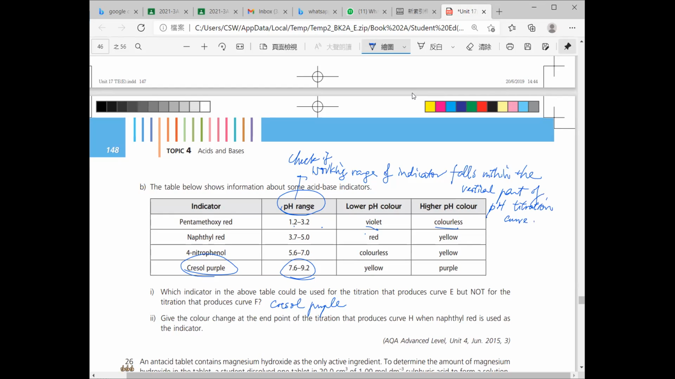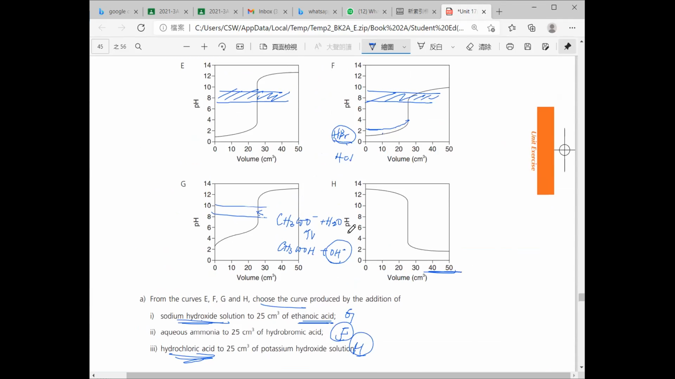Number 2, give the color change at the endpoint of the titration that produces curve H when methyl red is used as the indicator. Methyl red, H, you use this. What is the endpoint color change? It's very similar to methyl orange, right? 3.7 to 5. H.